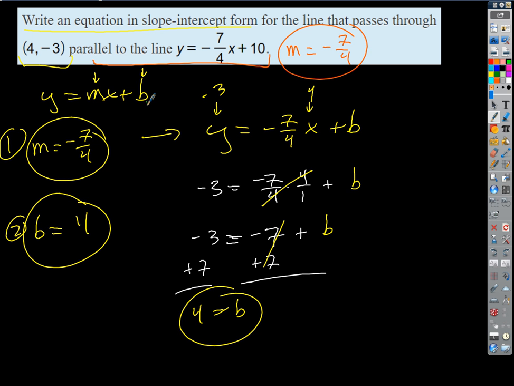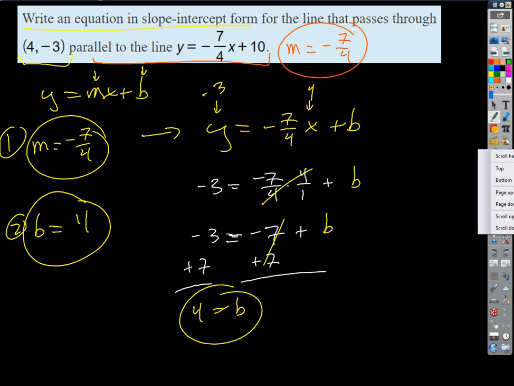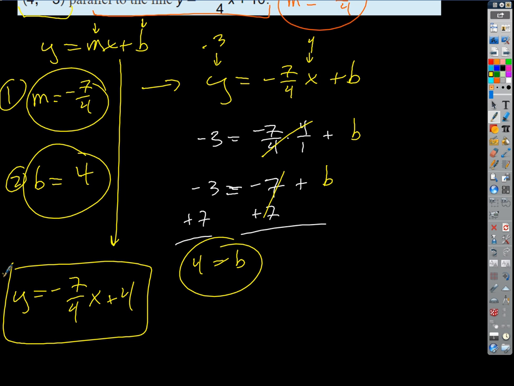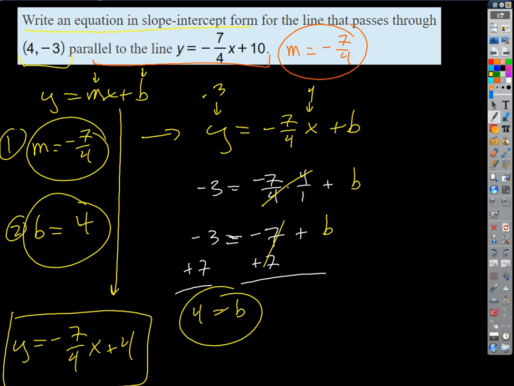So this becomes then, y equals -7/4 x, what is that, 4? Can't read my own writing, plus 4. That's our answer, right? Did it matter what the y-intercept was of this line?